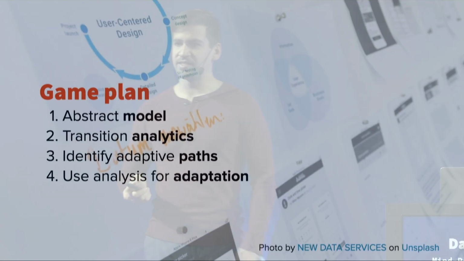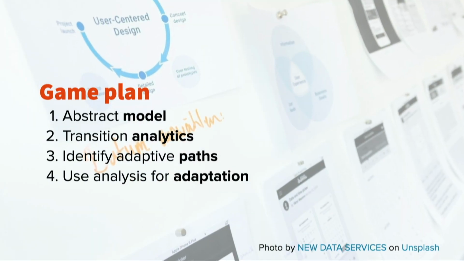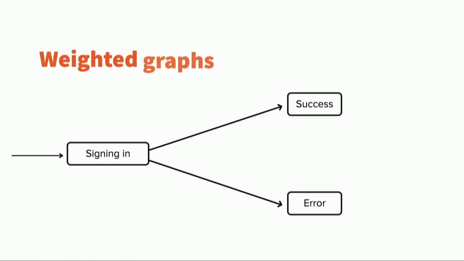So what we could do is first create an abstract model, which we did, this finite state machine representation of our app. We could use analytics based on the transitions to determine which paths can be potentially adaptive. And then we could use analysis to enable this adaptation in our app in real time. So there's a few tools that we need to make this happen.